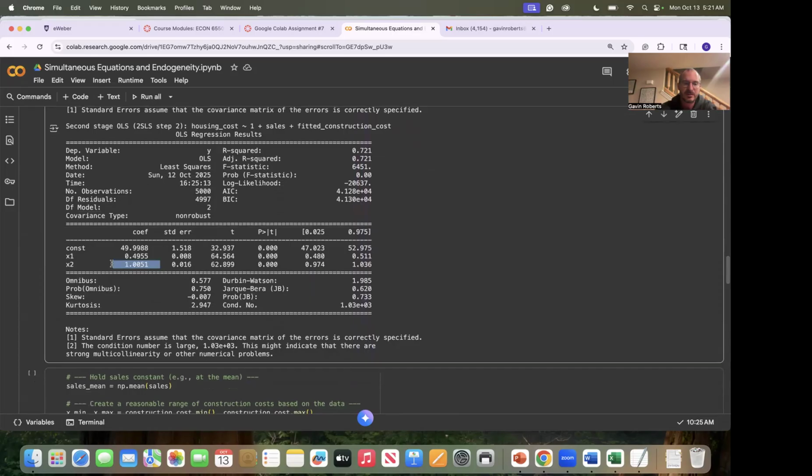And now we do get a much better result. 1 is inside of our confidence interval. 0.5 is inside of our confidence interval here. And 50, the intercept, is inside of our confidence interval here.